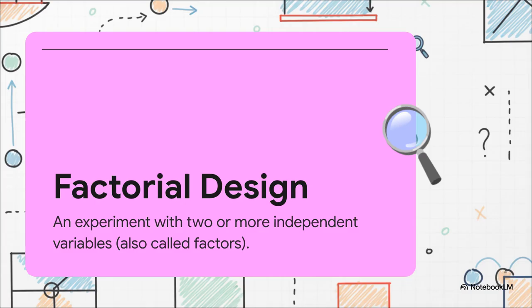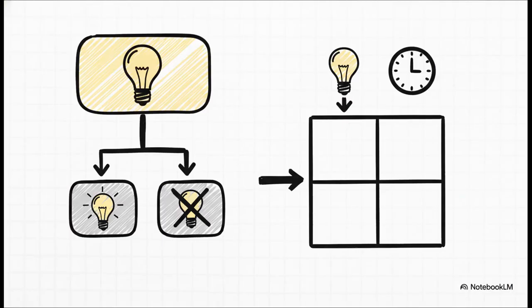It sounds kind of technical, but it's really just a way to study multiple questions at once. It's designed specifically to test how different factors might work together to produce an effect. Okay, let's get the jargon out of the way real quick. In an experiment, the things we change or manipulate are called factors. You'll also hear them called independent variables. Now, each factor can have different levels, which are just the different conditions.